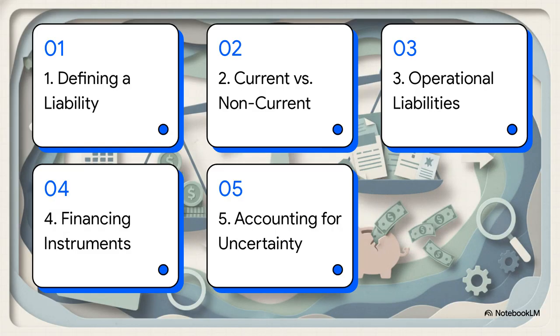So, here's our roadmap for today. We're going to break this down into 5 key parts. First, we'll build the foundation by defining what a liability actually is. Then we'll look at how they're classified, where they come from in day-to-day business, how they're used for financing, and finally, we'll tackle the really tricky stuff, how to account for them when the future is, well, uncertain.